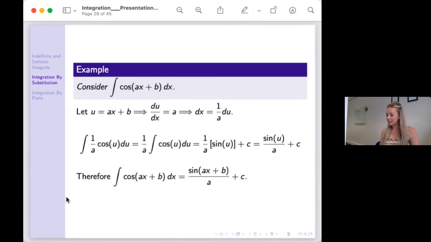So you can make a really similar one for the integral of sine of ax plus b. And it might be nice to just put a few of these on flashcards so that you don't have to go through all the steps every time. Save you a bit of time in the exam.